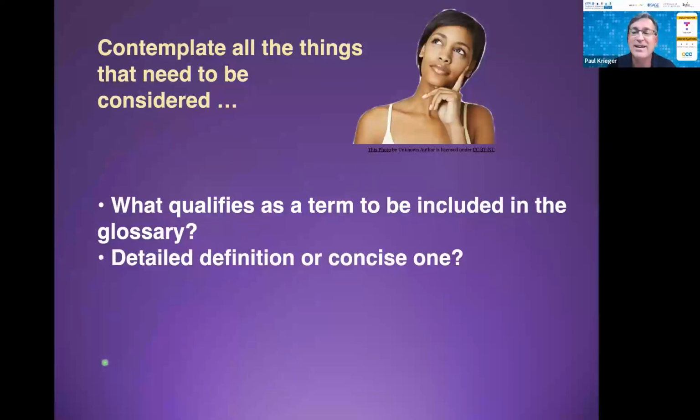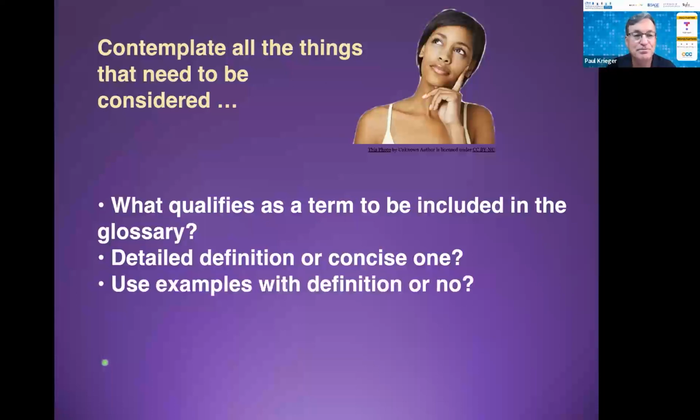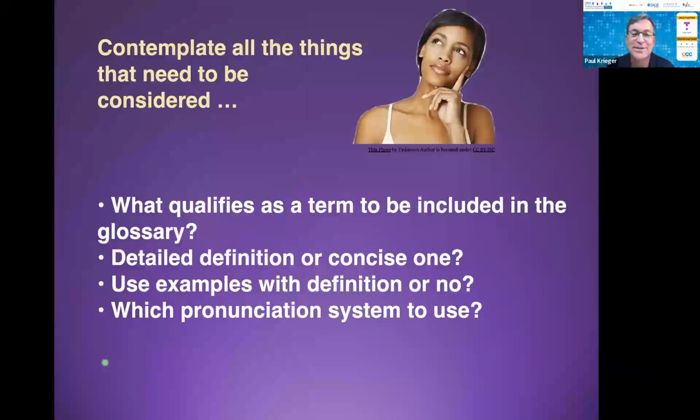Then, are you going to go for a detailed definition or more of a concise one? Probably part of the decision for this will go into who's the audience for your book. But again, this is really more a matter of what your personal goal is for your glossary. It's not a right or wrong answer. Are you going to choose to use examples with your definitions or no? If you do use examples, which terms will get them and which ones won't? Again, lots of things to think about.